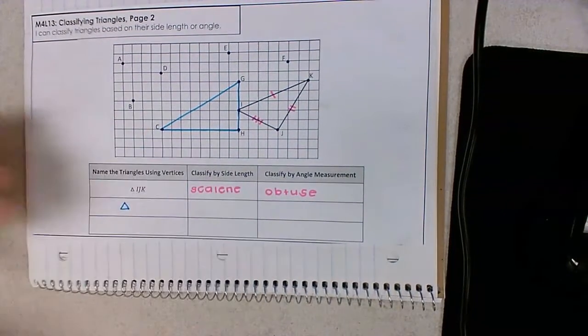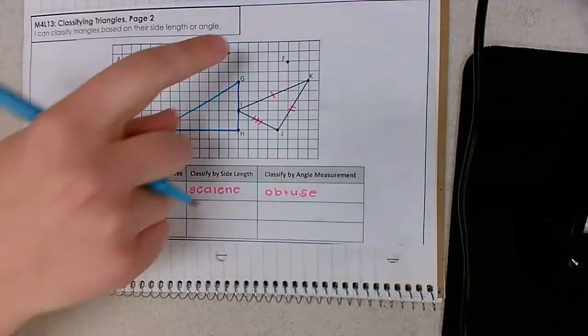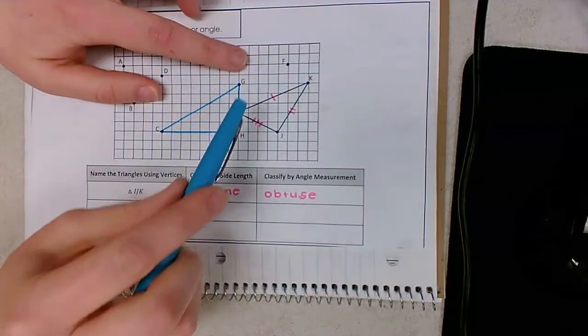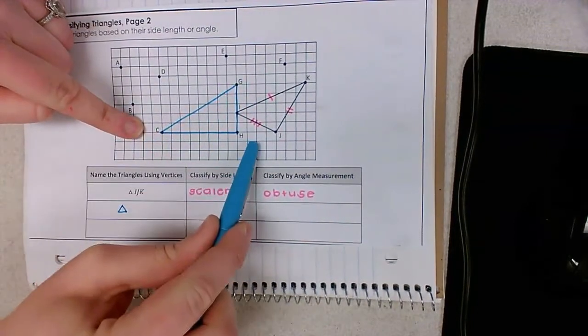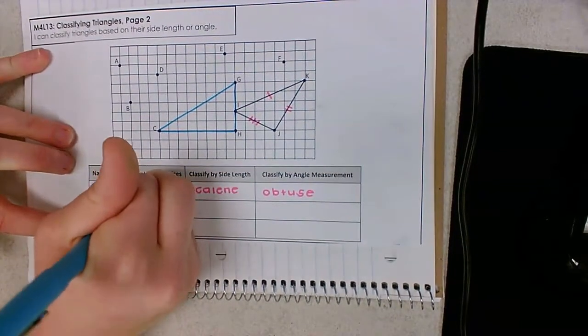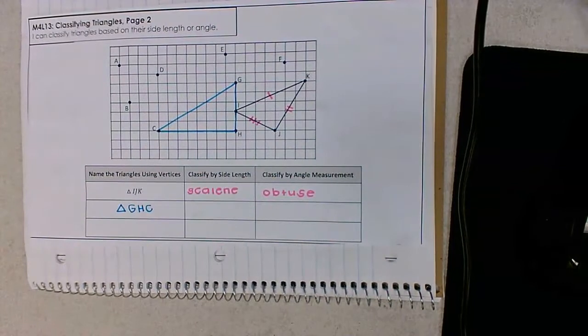To name it, we draw a triangle symbol and the three letters that join it together. It doesn't matter which letter we start at. We could call it GHC. We could call it CGH. We could call it HCG, as long as we have those three letters to show that it's together in one triangle.